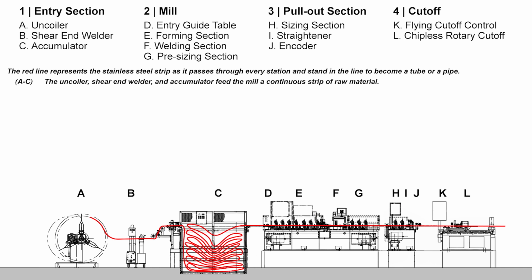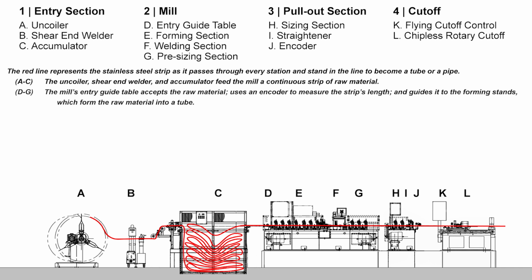The entry section consists of 3 components: an uncoiler, a shear end welder, and an accumulator. These work together to feed the mill a continuous strip of raw material. The first station on the mill is the entry guide table, which accepts the raw material from the accumulator and guides it to the forming stands.